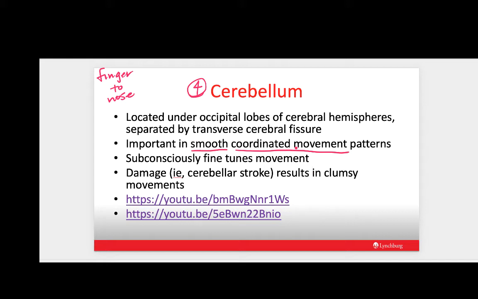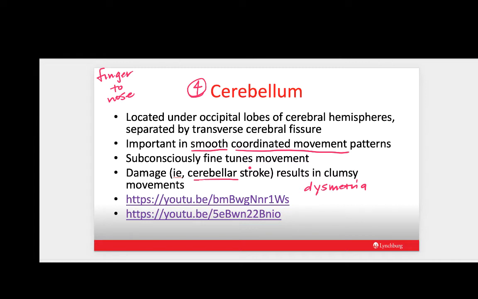And one of the pathologies associated with the cerebellum is called dysmetria. And that's what happens when patients don't do well on this finger to nose test. When they're not able to gauge distances, it results in clumsy movements. And that's what we see. Patients sometimes will have a stroke involving the cerebellum, and this is what happens. So I've included a couple videos for you to take a look at. So make sure you look at those. It's interesting to see patients walking who've had cerebellar strokes, because it is very clumsy.